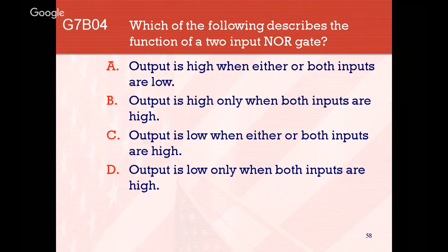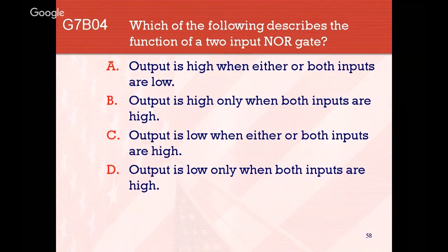The OR gate being either or. The OR gate, if input 1 is high, then the output's going to be high. If input 2 is high, then the output's going to be high. If both of them are high, the output's going to be high. If both of them are low, the output's going to be low. The NOR gate is the opposite of an OR gate.